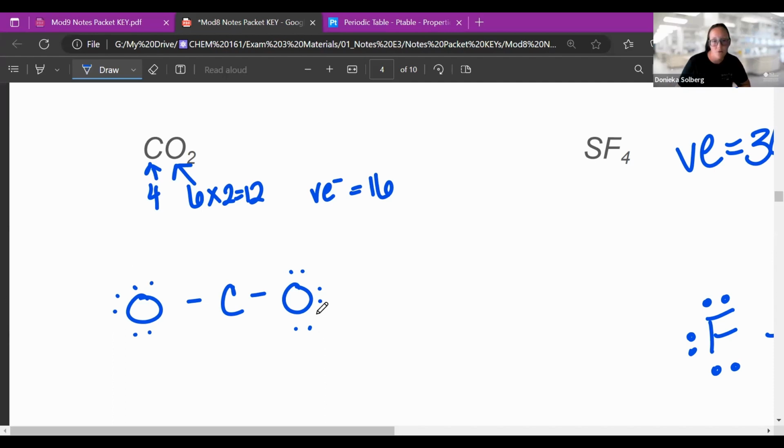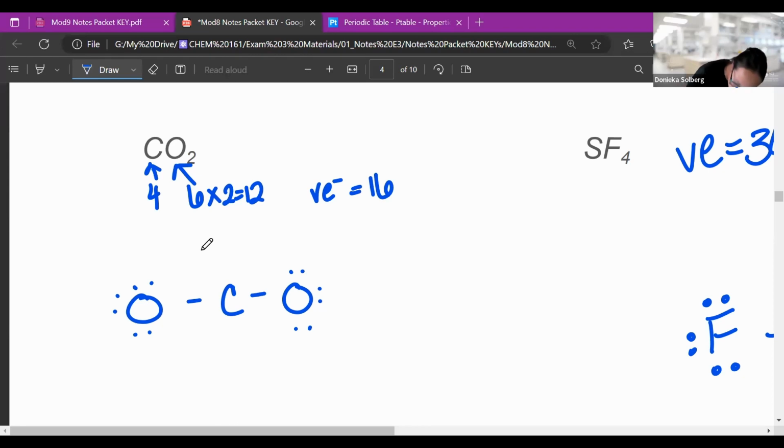Well, my oxygens are fine, but right now carbon only has 2, 4 around it. So this is a case where I don't have an octet. I should try to make double or triple bonds in order to get an octet for carbon. Now, can my things on the outside make double or triple bonds? Well, they're not hydrogen and they're not a halogen, so yes.